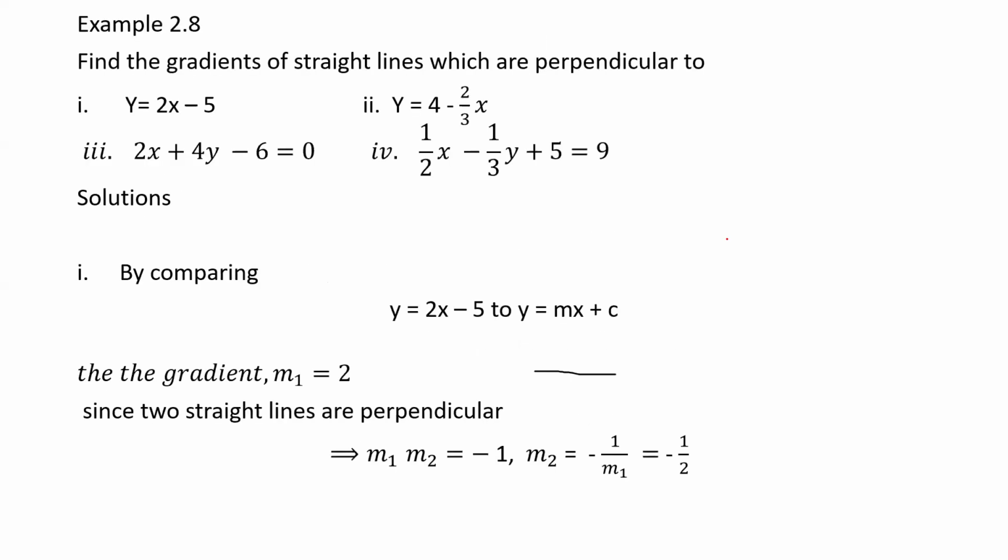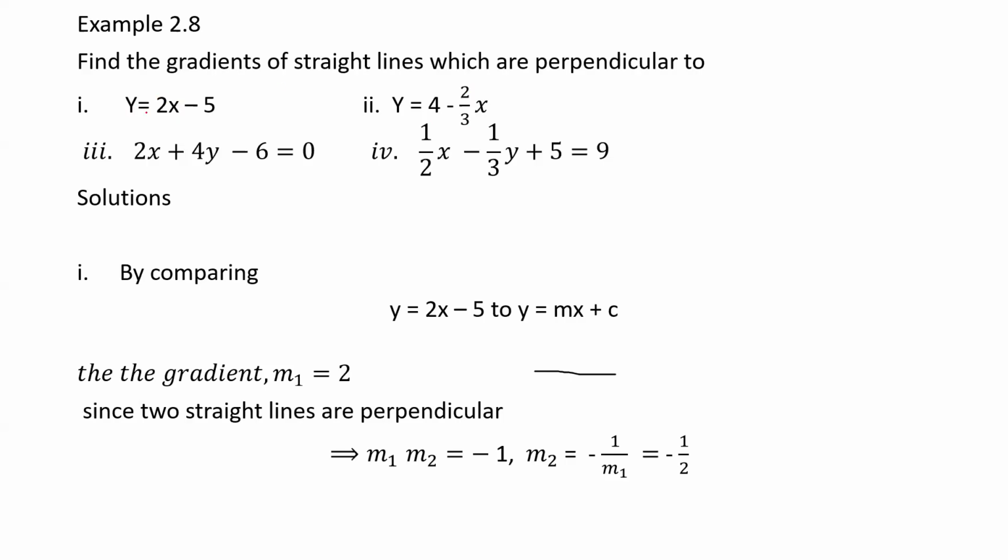So let's see this example. Find the gradient of the straight line which is perpendicular to (i) y equals 2x minus 5, (ii) y equals 4 minus 2 over 3 x. So if we are thinking about this (i) and (ii), we are finding the gradient of the line which is perpendicular to this line. We must first find the gradient of this line.